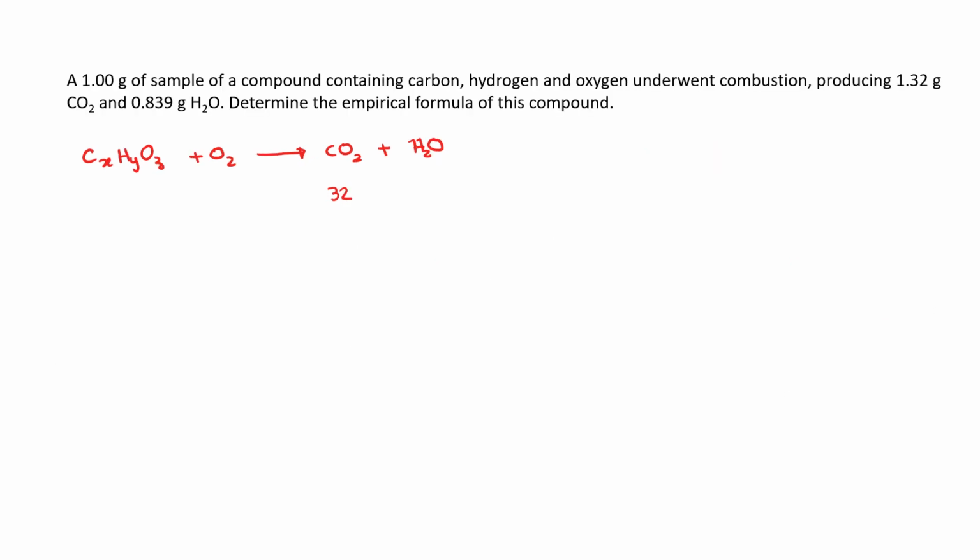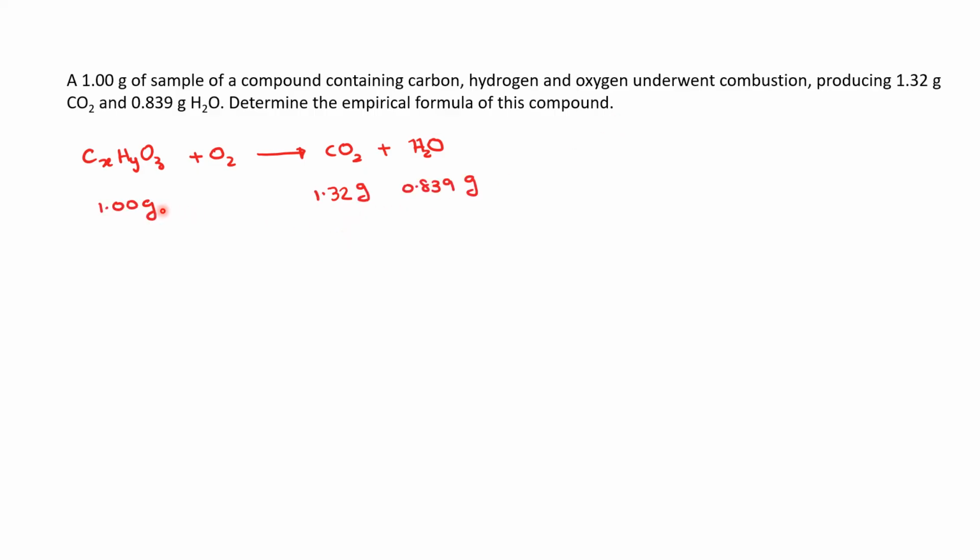A 1 gram sample of a compound containing carbon, hydrogen and oxygen underwent combustion, producing 1.32 grams of carbon dioxide and 0.839 grams of water. Determine the empirical formula of this compound.